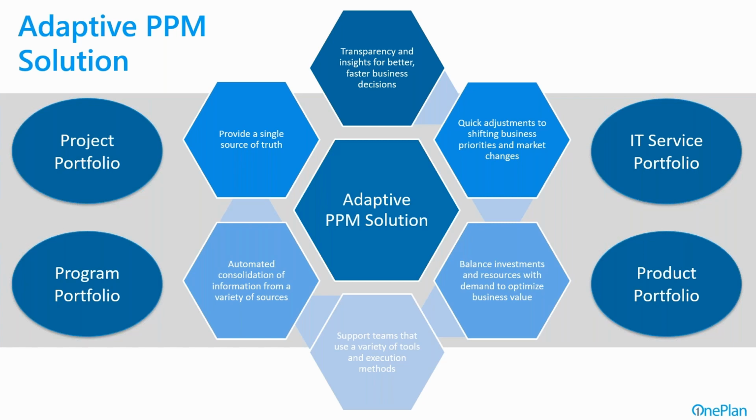The idea is also to support the teams that use a variety of tools and execution methods, but provide the visibility across all of that and be able to shift investments based upon a single source of the truth, even though the execution tools that are being used may vary from project to project and from team to team. So these variations are things that adaptive PPM is meant to accommodate.